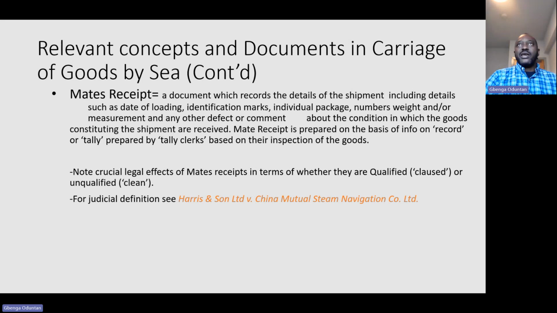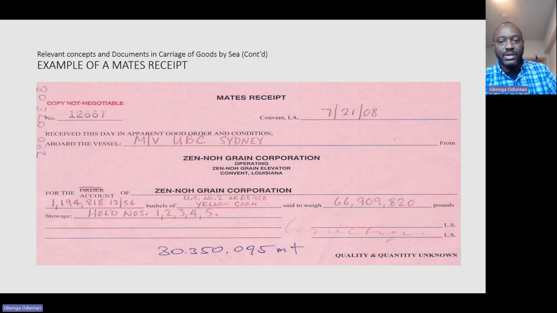So when a mate's receipt is clean, the bill of lading will show that a clean mate's receipt was received. If it is claused, that will also be transferred onto the bill of lading. All these have legal implications in terms of who damaged the goods, what conditions the goods ought to be in when it is handed over to the person who produces the bill of lading. So the bill of lading is the document that comes after the mate's receipt.